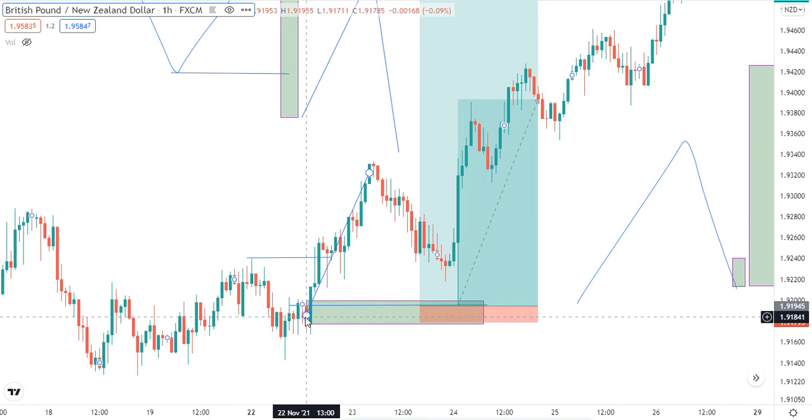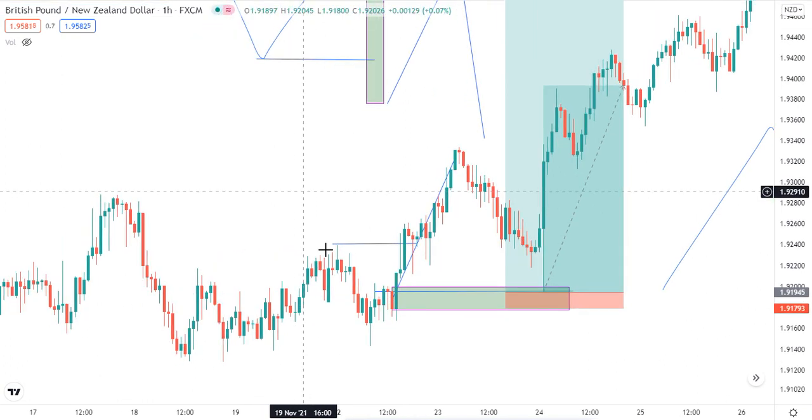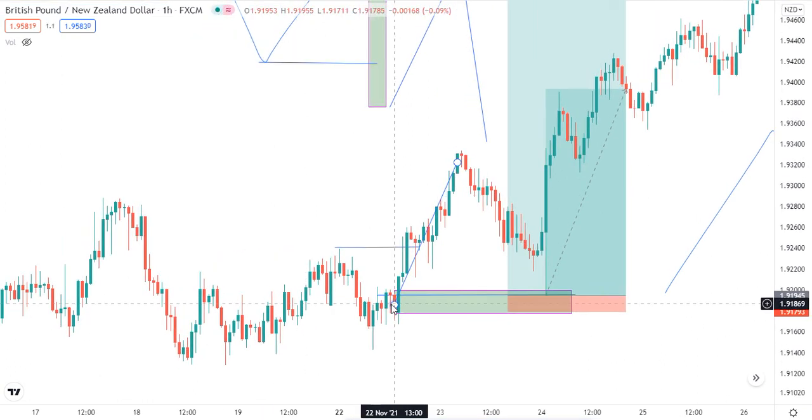So we know within this 4-hour order block we have 15 minute candles and we have 5 minute candles. Because here I'm using the 1 hour, we know that down there are several order blocks which were mitigated by the time. I'm sorry about that.